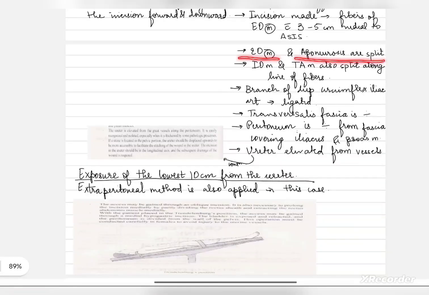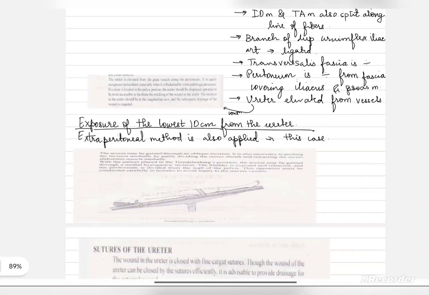External oblique muscle and aponeurosis are split. Internal oblique muscle and transversus abdominis muscle are also split along the line of fibers. Branch of the deep circumflex iliac artery is ligated. Transversalis fascia is divided. Peritoneum is separated from the fascia covering the iliacus and psoas muscle. Ureter is elevated from the vessels. Along the peritoneum, it is easy to recognize and isolate, especially when it is thickened by some pathological process.